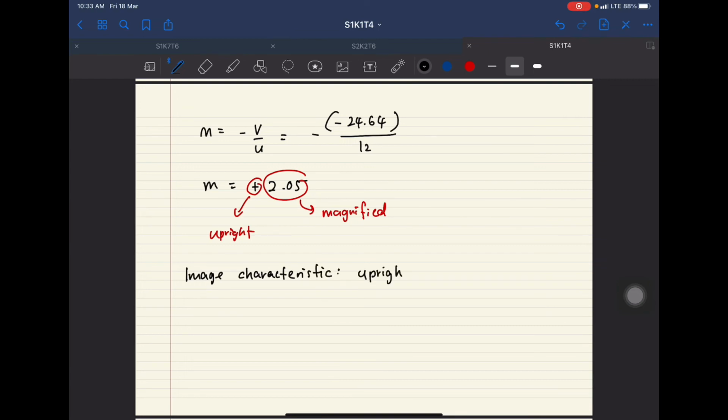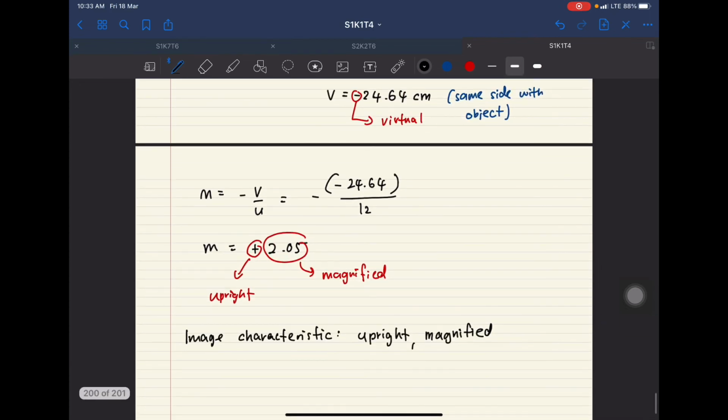Upright, but in exam if they ask you 2, you just have to state 2. If you write 3 and then you got one wrong, then minus 1 mark. Upright, magnified, and please don't write upright and virtual and ask the examiner to choose it for you. That one will be wrong. Upright, magnified, and virtual.